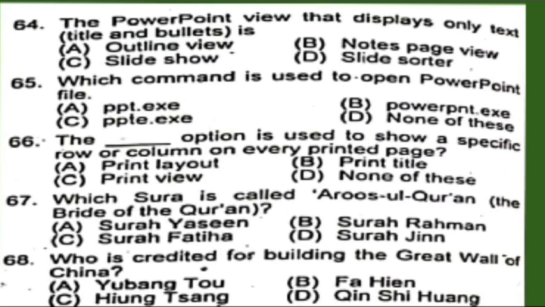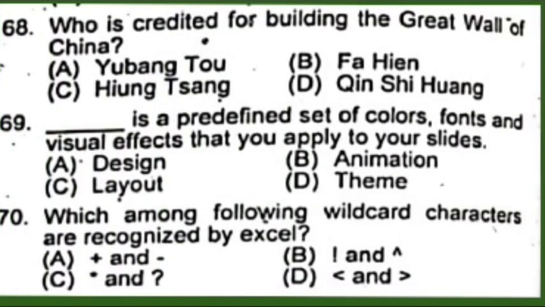The dash option is used to show a specific row and column on every printed page. Is print title. Option B. Which surah is called Arusul Quran? Option B. Surah Rahman. Who is credited for building the Great Wall of China? Option D. King Shi Huang.